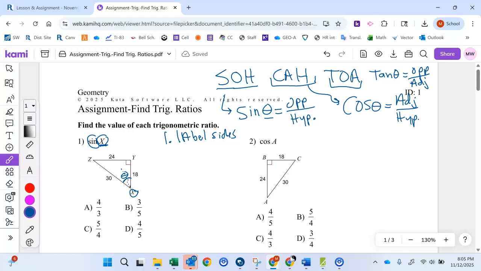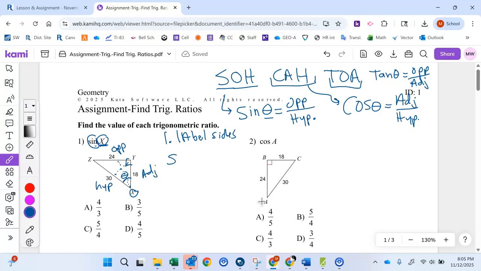So I go dot, dot, dot, dot. This is the opposite side. The hypotenuse is always opposite the right angle, right? Dot, dot, dot, dot. So that's the hypotenuse. And then there's only one side left, so that's going to be the adjacent, okay? We're looking for sine x.